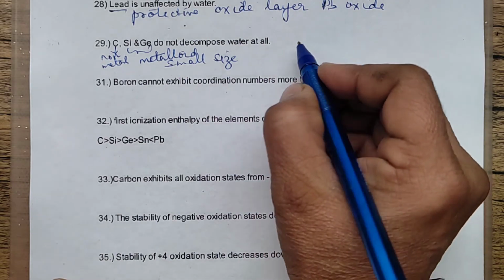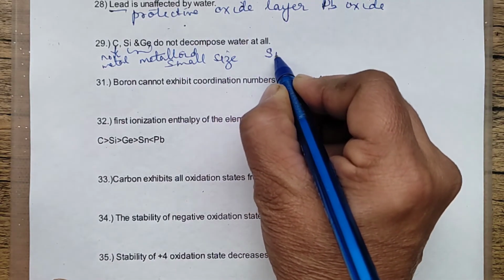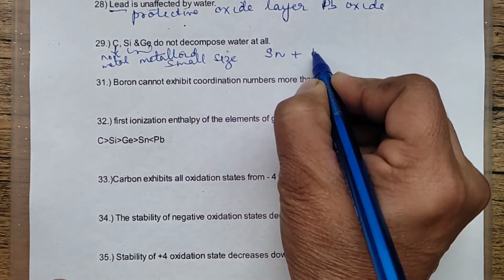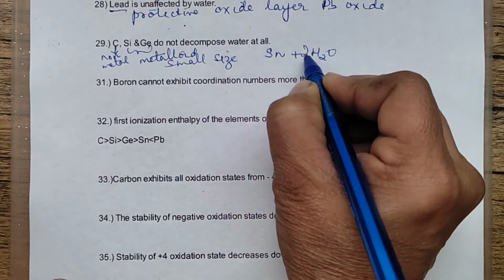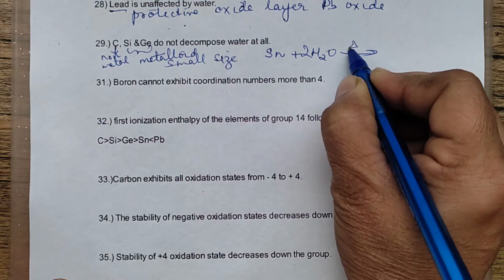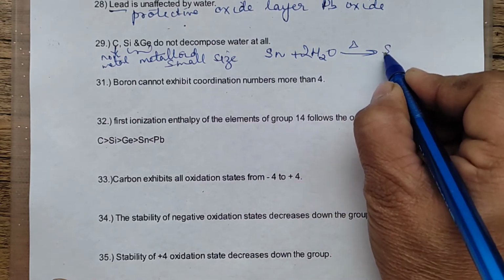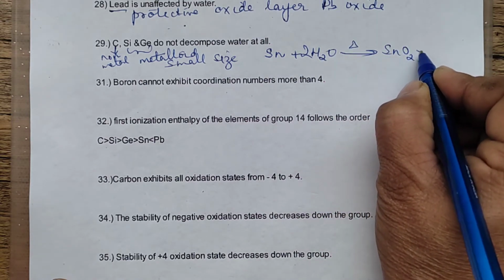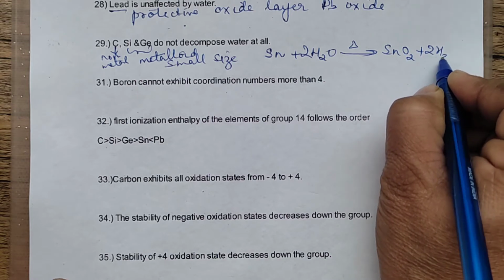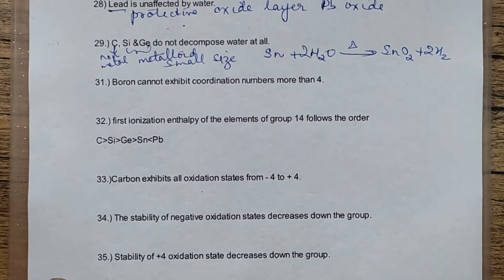There is only one element in this 14th group which can react, that is tin. So you can write down tin with water. It decomposes water and results in the formation of tin oxide, and hydrogen gas is released. So side by side you have learned the equation also.